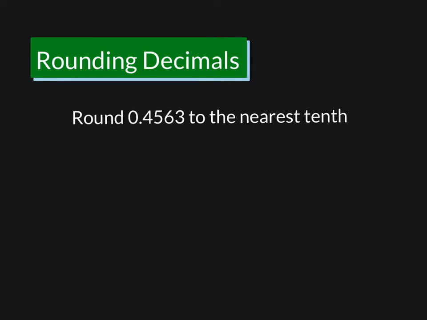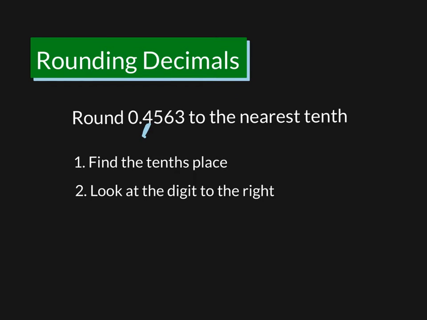When rounding decimal numbers, you need to know the value that you have to round to. So for example, say you're asked to round 0.4563 to the nearest tenth. The first thing you're going to do is find the tenths place, which is right here, 1 place after the decimal point. Then you're going to look at the digit to the right. In this case, it's 5.